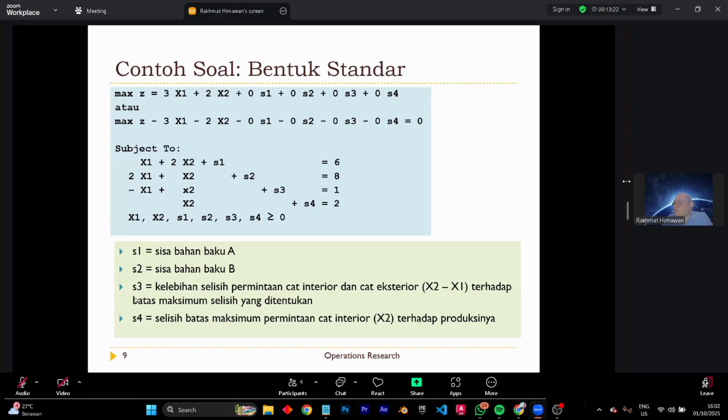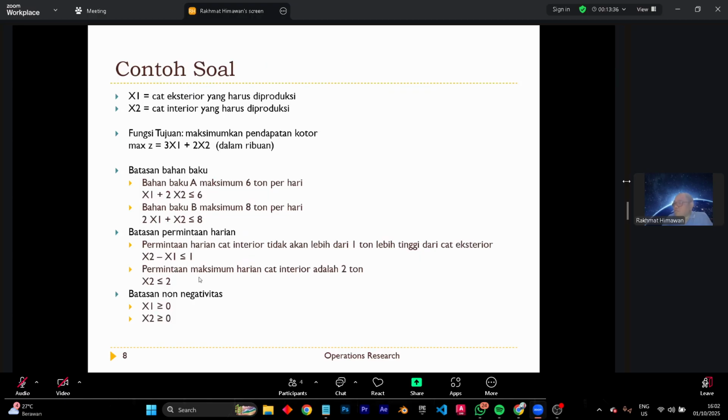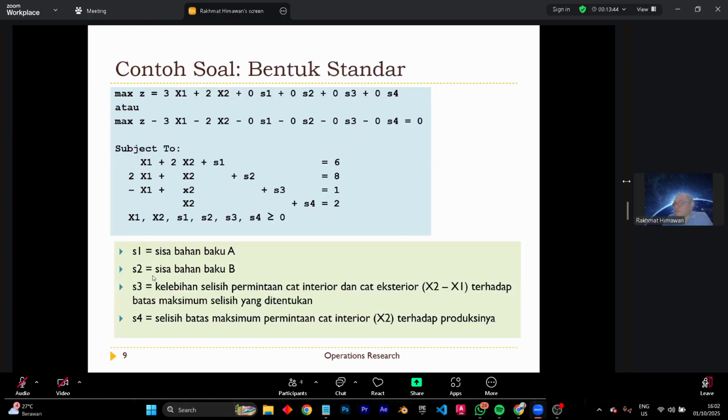Here, S3 means what's left from X2 minus X1, and S4 is what's left of the maximum demand of X2, because the maximum demand is 2 ton. If the maximum demand is 2, but you only produce 1, what's left is S4, meaning only 1. You only deliver 1 ton out of 2 tons, for example. That means what's left is 1 ton, related to the maximum.